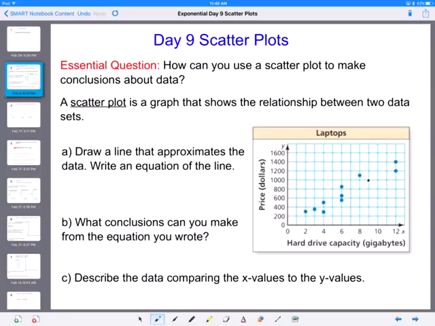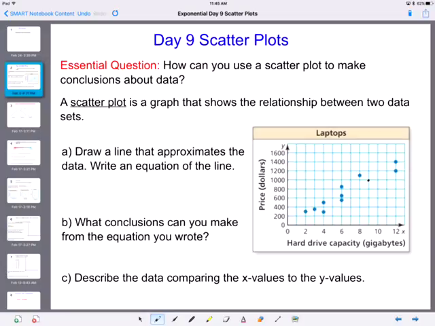Unit 7, Day 9, Scatter Plots. Today we're going to be able to answer the question, how can you use a scatter plot to make conclusions about data? So the first thing we want to define is what a scatter plot is. A scatter plot is a graph that shows the relationship between two different data sets.